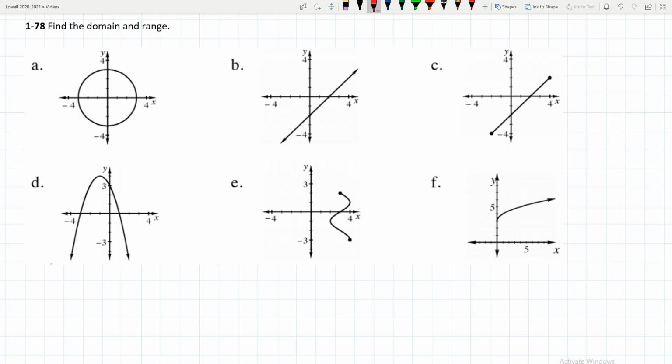Well, remember, for a function, for every input, or x, there's only one y. An example of that would be this one, C, here. If I take a look here, at x equals -2, there's only one point, right there. And at x equals 1, there's only one point, right there. And so every input, x, has only one output, y. So this one is a function.